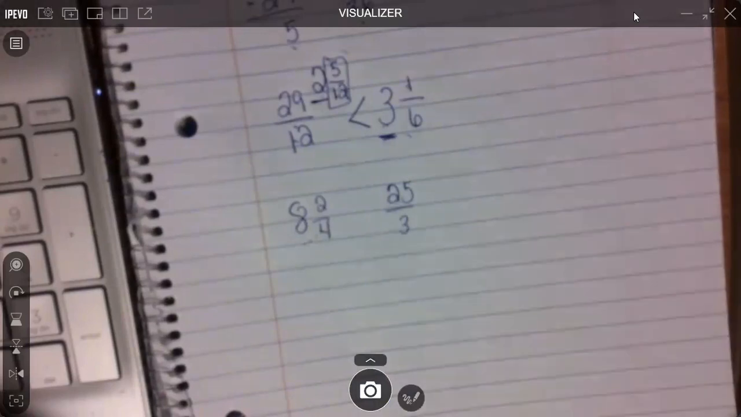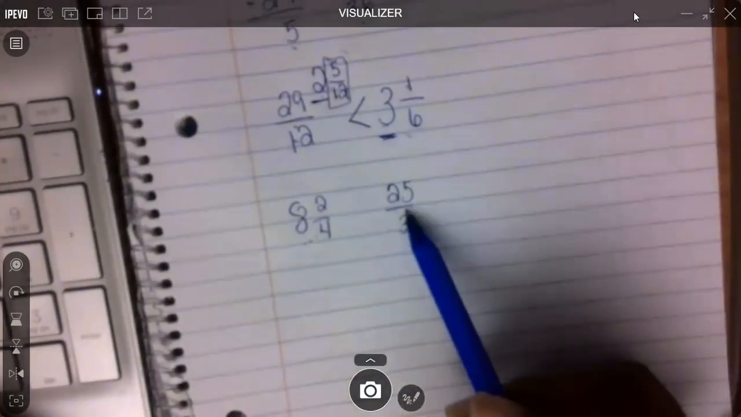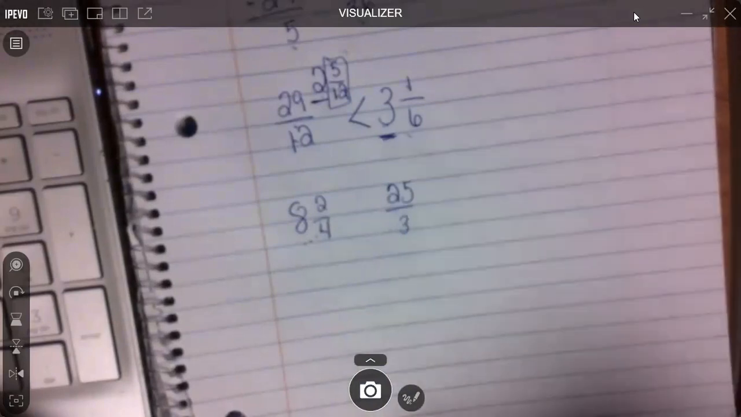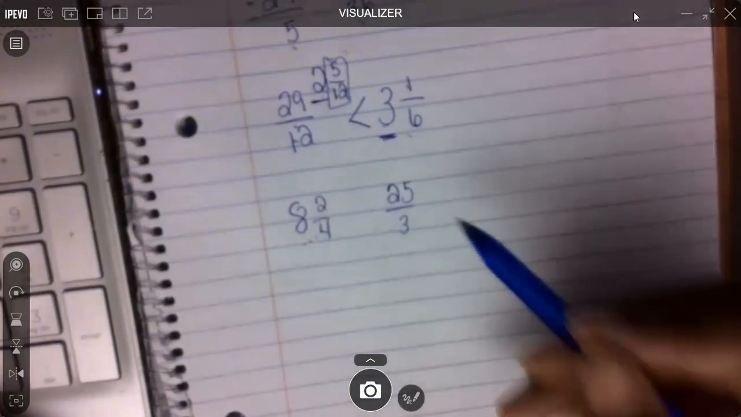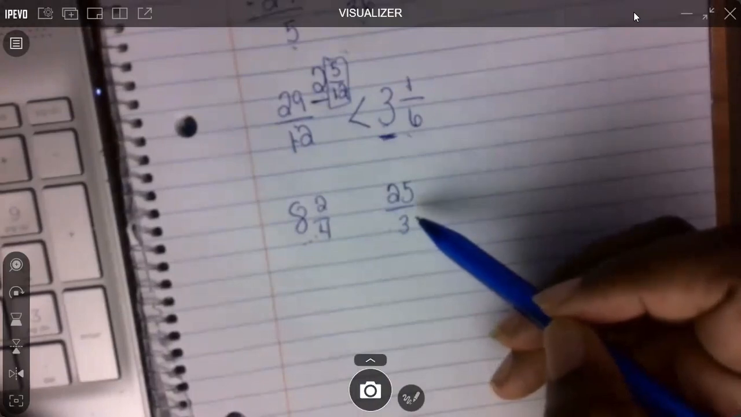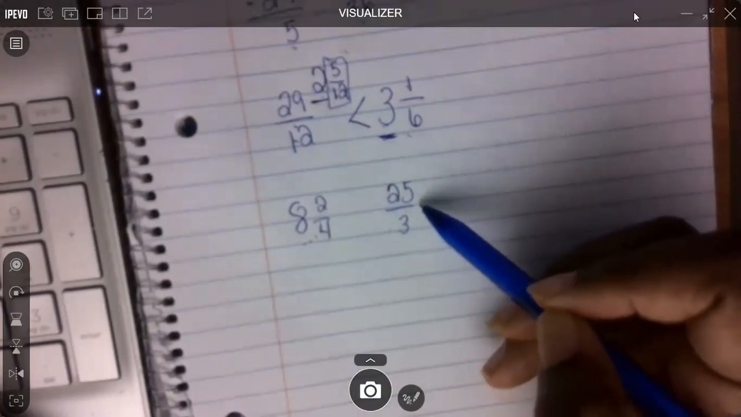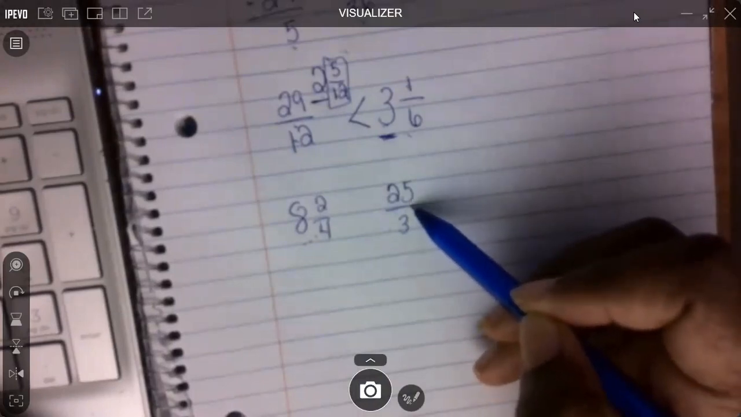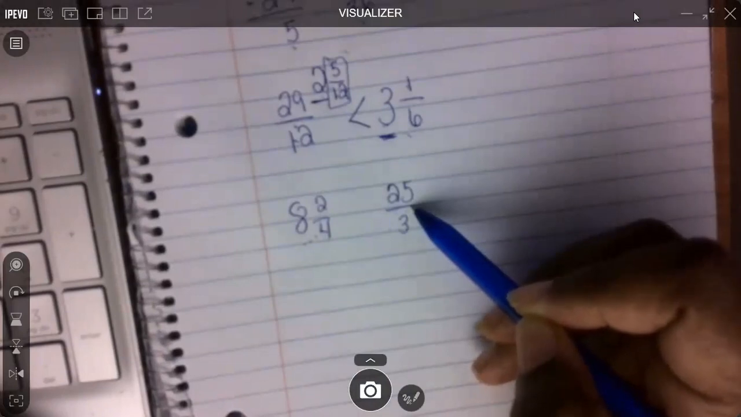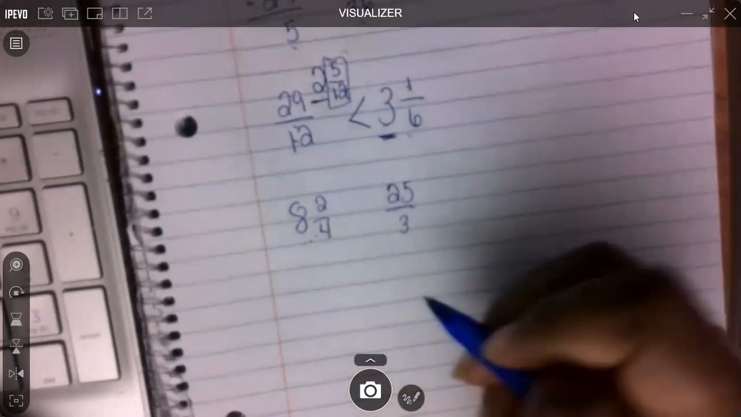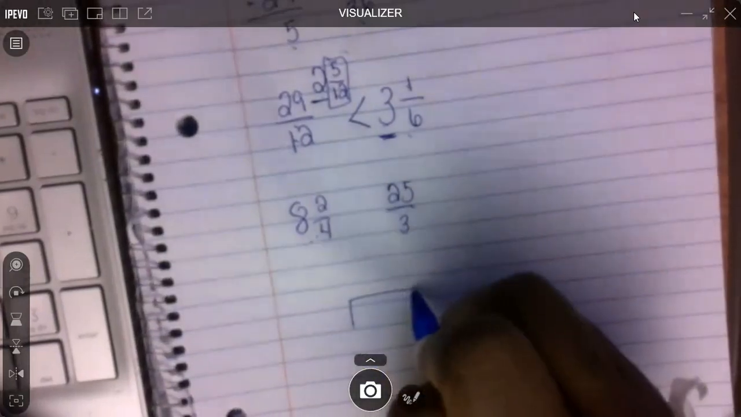Now, when I'm given a choice, I prefer changing my improper fraction to a mixed number. So let's do that. And again, we're going back to lesson 24. What does this fraction bar mean? Yes, it means divide. So I'm going to divide. So what's being divided?